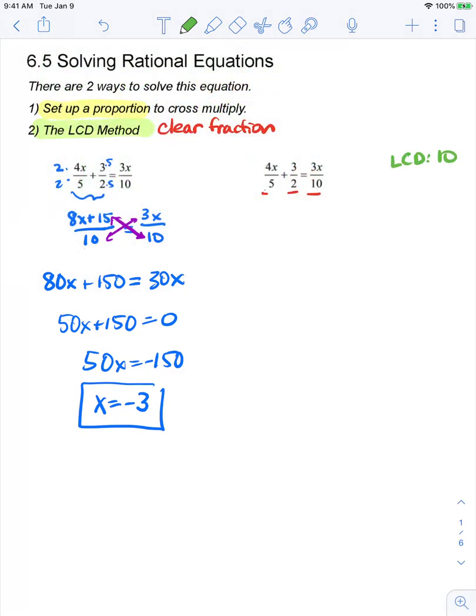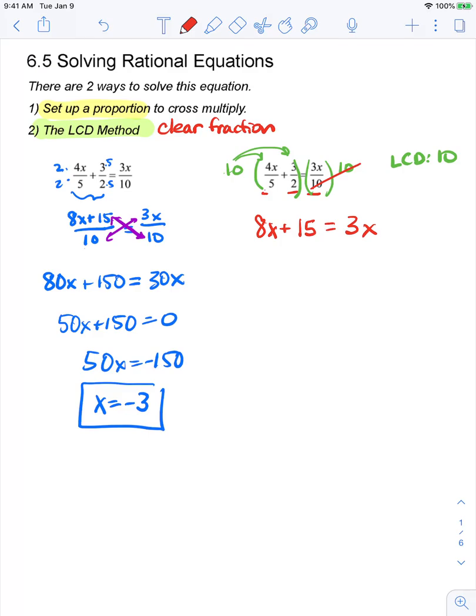Once you determine the LCD, then you're going to clear the fractions by multiplying the entire left side of the equation by 10 and the entire right side of the equation by 10. On the left side, you have to distribute that 10 to each of the terms. And I do that by dividing first. So instead of doing 10 times 4x divided by 5, I say 10 divided by 5 gives me 2. And then I multiply that 2 by the 4x, and I get 8x. For the second fraction, plus, I multiplied 10 times 3 over 2. 10 divided by 2 is 5. 5 times 3 is 15. Equals, and then on the right side, those 10s will just cancel out, and you get 3x.